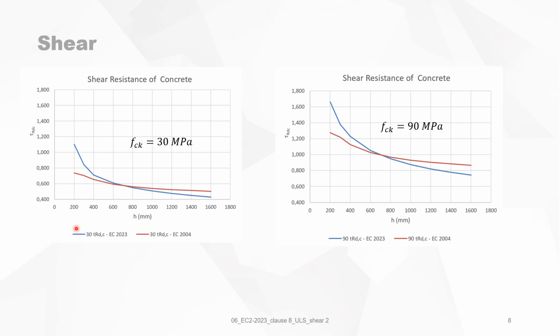And we see immediately that it's more or less the same type of graph. Because of the scale, you can see now the difference, which is logical. When the depth is smaller than 700 millimeters, then we have a higher resistance in the new version of 2023. So we have a higher resistance against shear that the concrete alone can take.